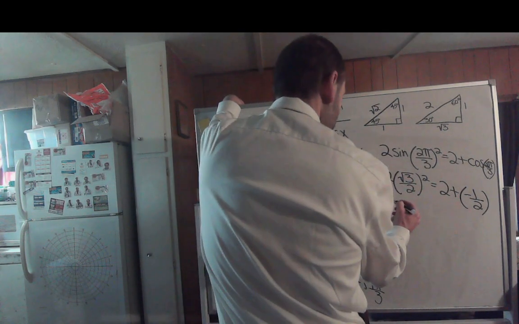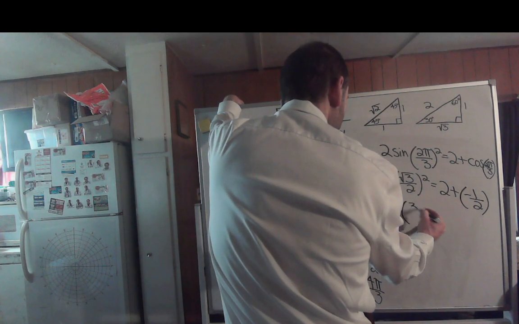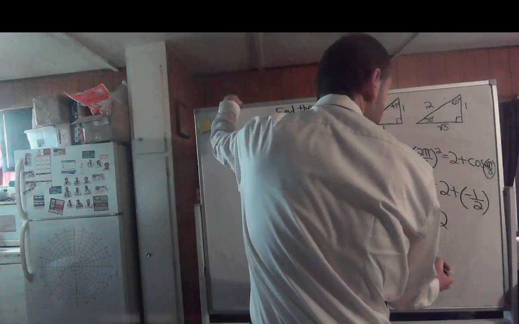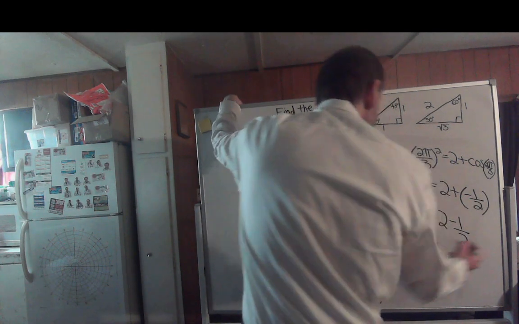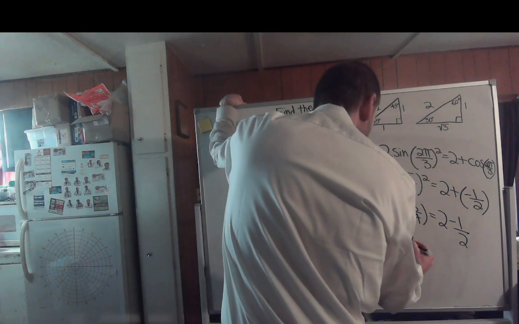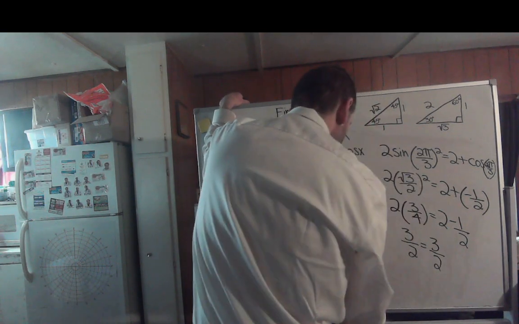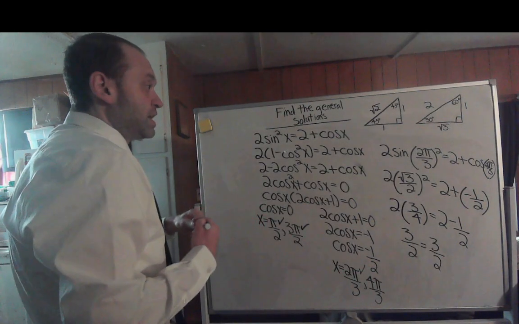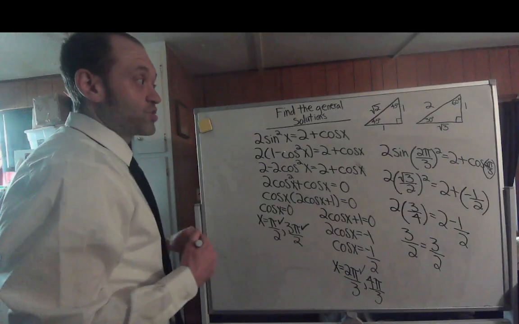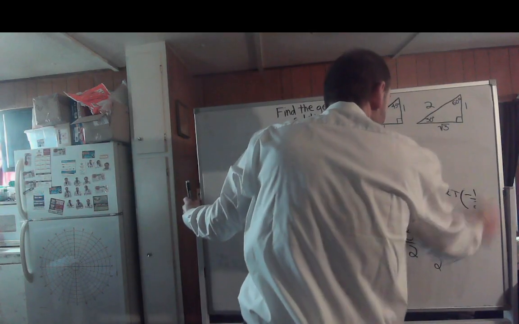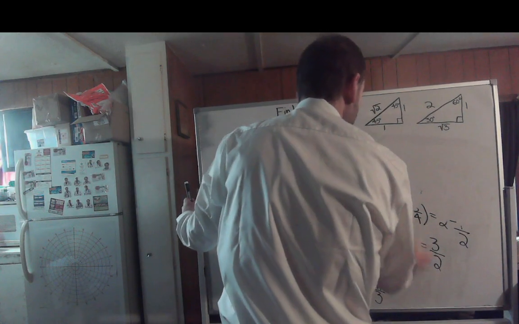Well, this would turn into 2 times 3/4. That would equal 2 minus 1/2. 2 times 3/4, that's 3/2. That would also equal 3/2. So we know that 2 pi over 3 checks out. And if you put in 4 pi over 3, it would actually also check out. So every solution here actually checks out this time. But it's always good to verify for extraneous roots.